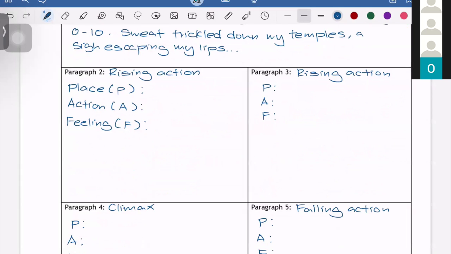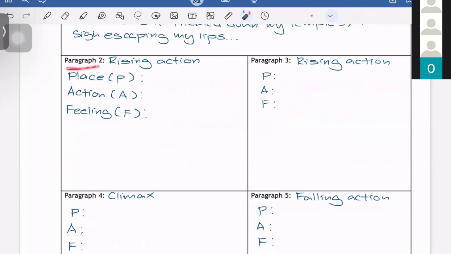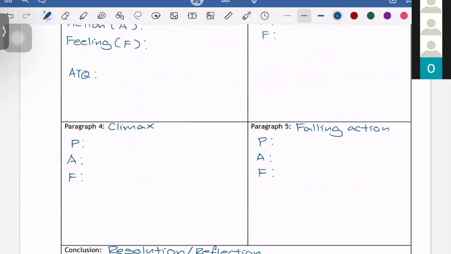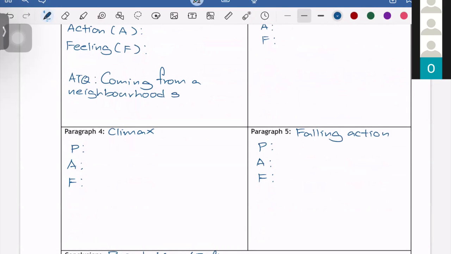An example, ATQ, I'm going to put it in paragraph 2. Now, my story, we are losing, my team is losing. My team is not a very good team. They were from a neighborhood school only, just luckily we made it to the final championships. So coming from a neighborhood school, when you learn that you qualified for the championships, you would immediately feel proud.